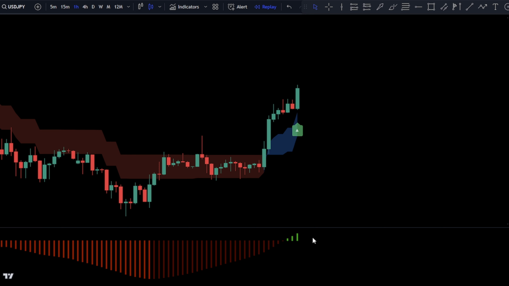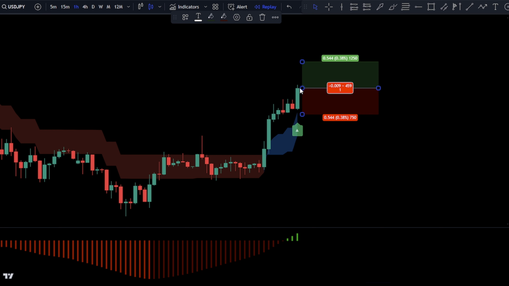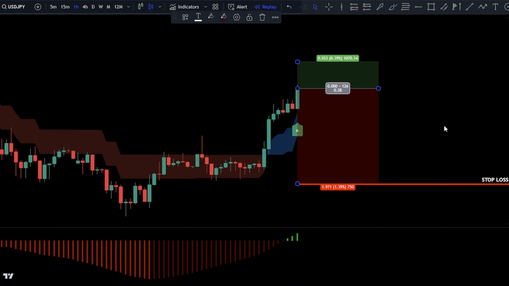For the third condition, the squeeze index must be light green. If it's dark green, we skip the trade. All conditions are met at this candlestick, so we enter a buy trade at its close. The stop loss can be placed either below the NeoCloud or below the most recent swing low.